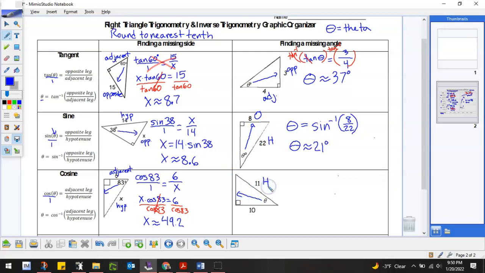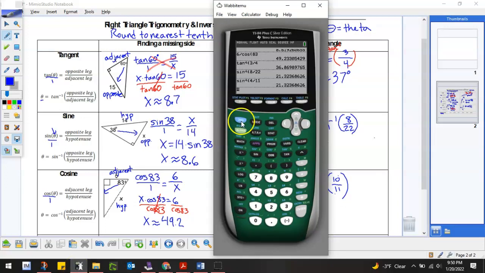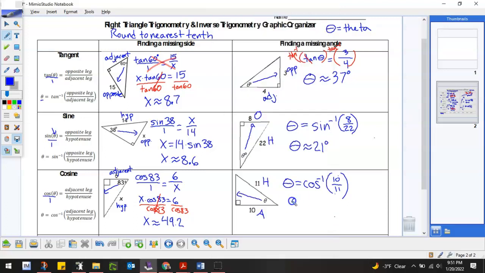Largest side's hypotenuse, adjacent side, there's no opposite, so theta equals the inverse cosine of 10 over 11. Again, just the second cosine. I'm going to call that 25 degrees. And there you go. That's how you can use the trig equations to find sides or angle measures.